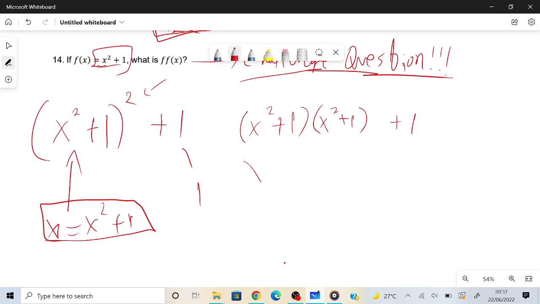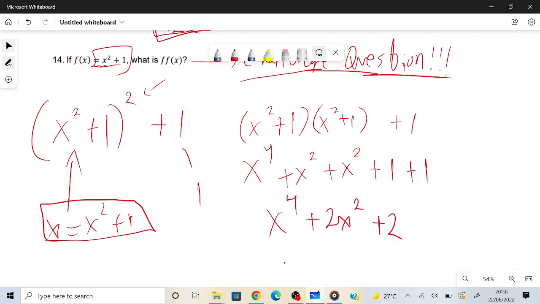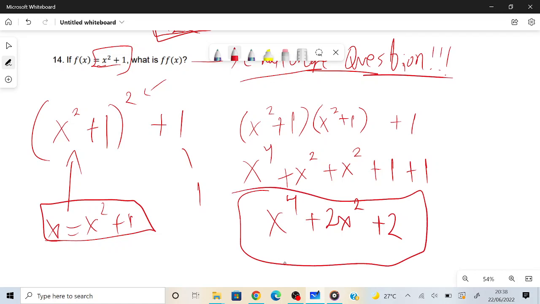Expanding this, we have x to the power of 4. Knowing your law of indices, you know that when you times indices, you'll add them. That's x to the power of 4 plus x to the power of 2 plus x to the power of 2 plus 1 times 1 is 1, and then you have plus 1 there. Collecting your like terms, you have x to the power of 4 plus 2x squared plus 2. And that is your final answer.